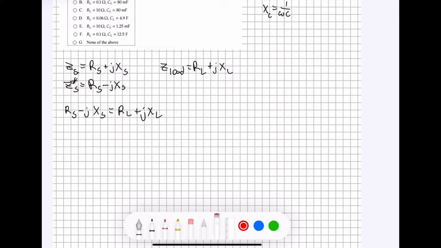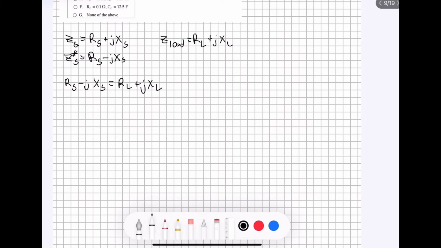And we know that on each side of this equation, these two terms are going to be real, and then these two are going to be imaginary. And to help us solve this equation, we can set the real terms equal to each other and the imaginary terms equal to each other. So we will end up having something that looks like this, where the resistances are equal to each other, and then the reactance of the load is going to be equal to the negative reactance of the source.